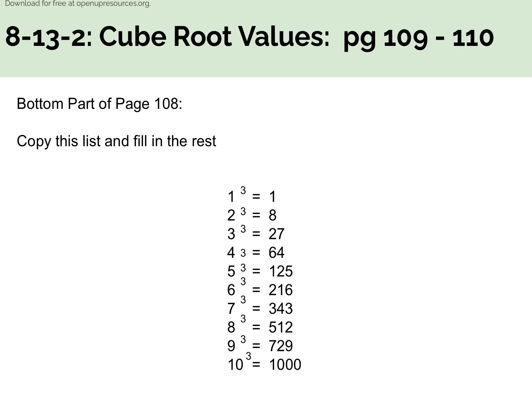So here are the answers that you should have gotten. 1 cubed is 1, 2 cubed is 8, 3 cubed, so 3 times 3 times 3, is 27. 4 cubed is 64. Sorry, it didn't come through. 5 cubed is 125. 6 cubed is 216. 7 cubed is 343. 8 cubed is 512. 9 cubed is 729. And 10 cubed is 1000. Make sure this is copied on page 108 because we're going to be using it in a second.